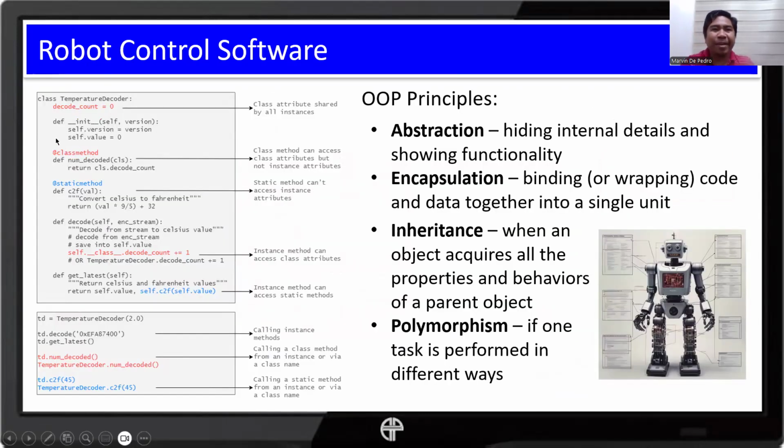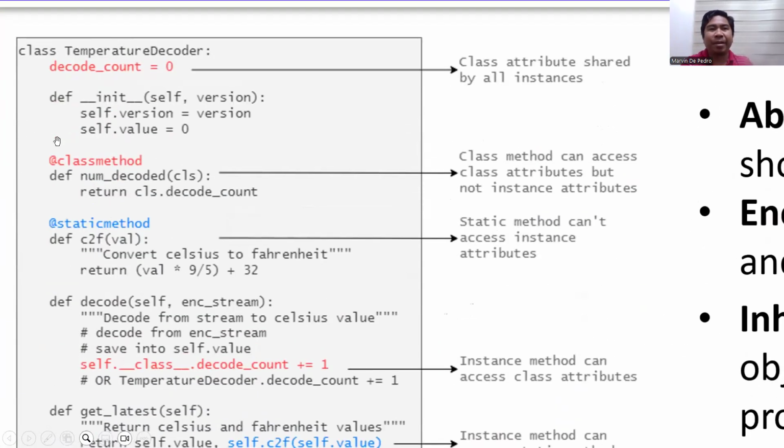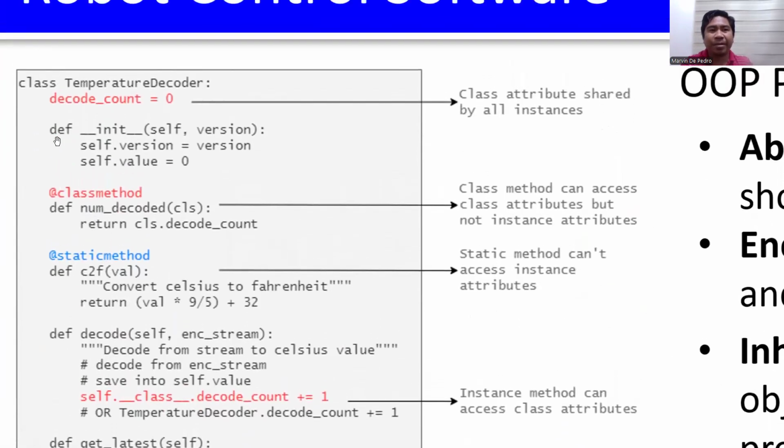We have some examples here. You can take a screenshot if you want. For example, we have a class of temperature decoder. So here, this is the name of our class. And then in the first part, we define the attributes, in the same way that we define our functions. So first we have the attributes. In this case, the attribute is version.